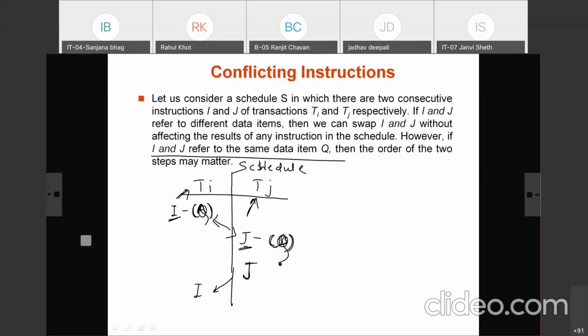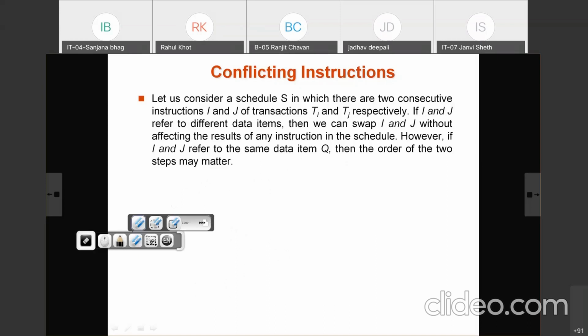Then the order in which these two instructions execute matters. See how with four different cases. There are two instructions, so four different cases are possible.